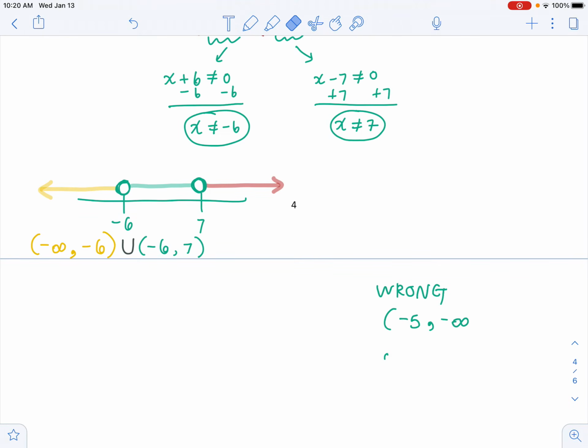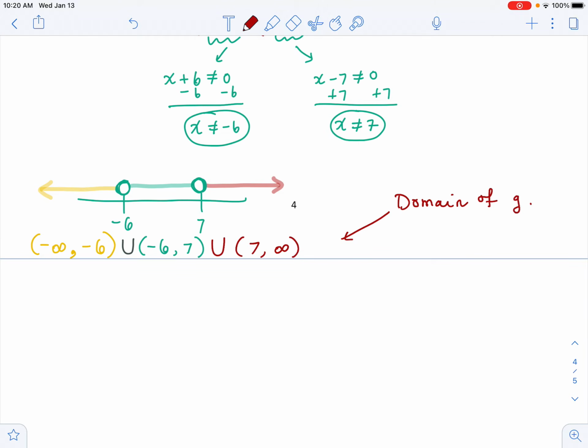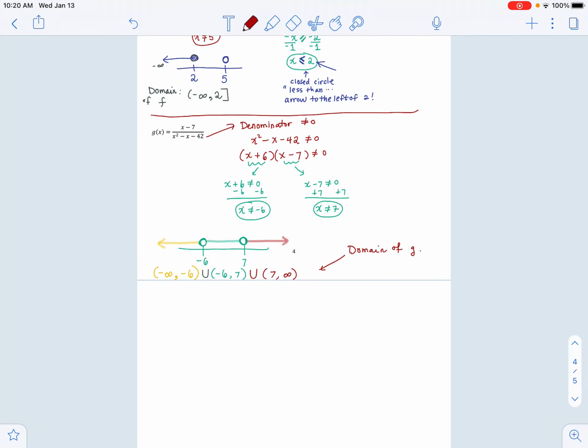But let me go back and write down the last interval, the one that I used the red highlighter for. So this one starts at 7, right? And it goes all the way to the right, so we're going to go to positive infinity. So what we just found, this is the domain of g, okay? Okay, I need to do one more and I'm out of room.